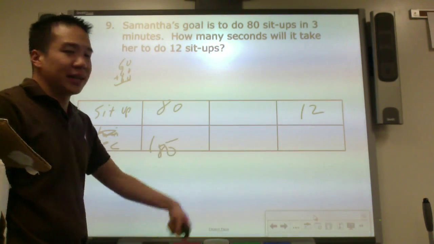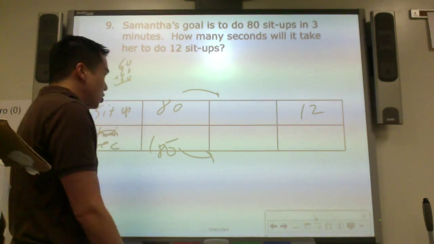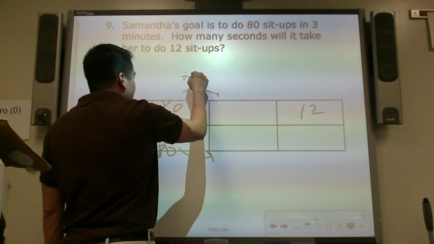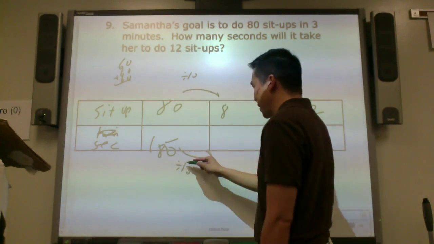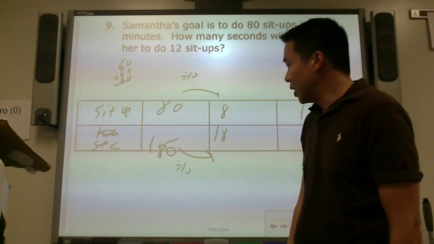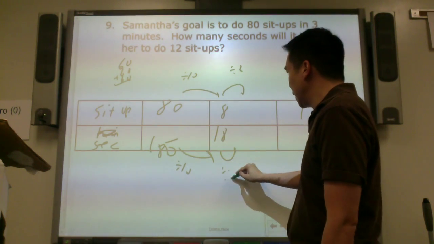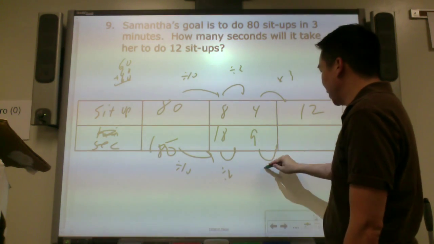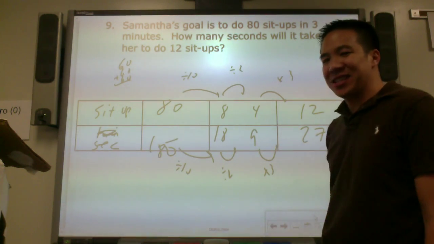Can 80 be broken down into 12 evenly? I don't think so. So I need to simplify this. What do I want to divide by? I don't know. I'll divide by 10 for now. That would be 8 by 18. Can 8 be built up to 12? Nope. I can break it down again by 2. That would be 4, 9. Now can I scale it up by 3? So 12 sit-ups in 27 seconds.